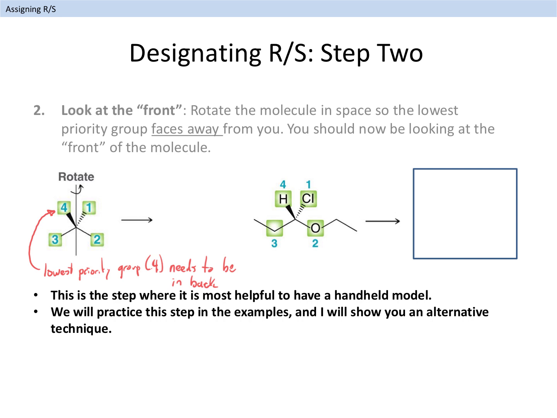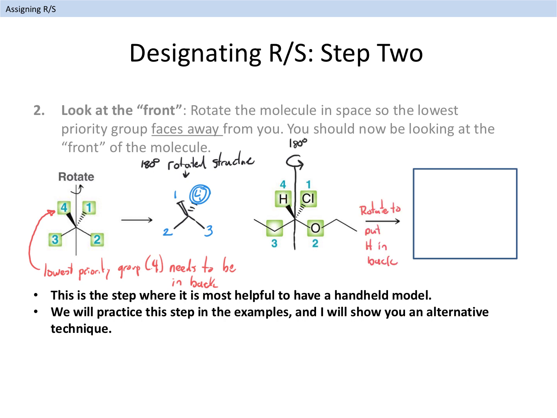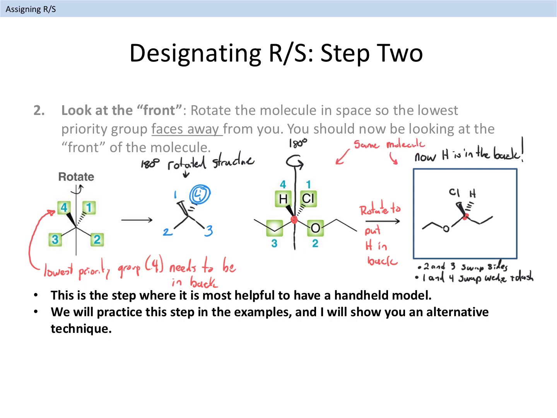To do this, rotate the molecule in space so that the group with the lowest priority, which we previously determined to be hydrogen, faces away from you. Essentially, you should position the molecule such that you are looking at it from the front, with the lowest priority group pointing directly back. For instance, in our example molecule, the hydrogen, priority 4, needs to be oriented away from you. You can imagine turning the molecule so that the hydrogen atom is behind the chiral center, and you are viewing the remaining groups, chlorine, oxygen, and the ethyl group, from the front.